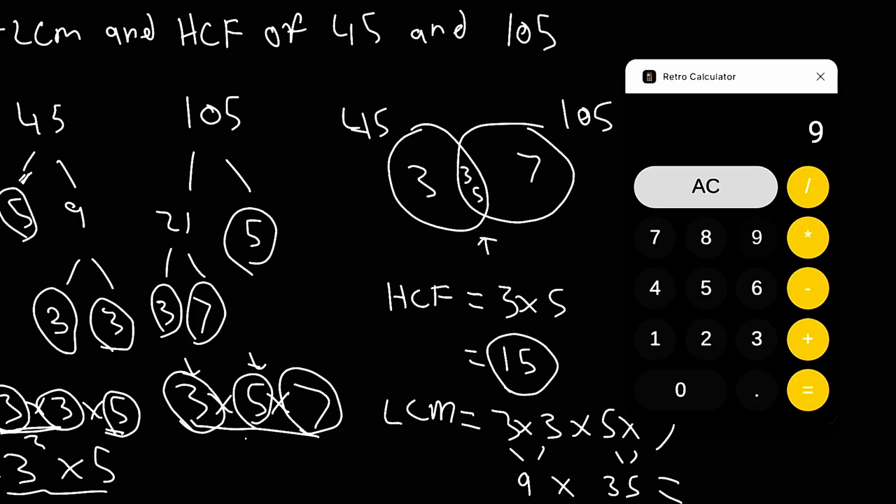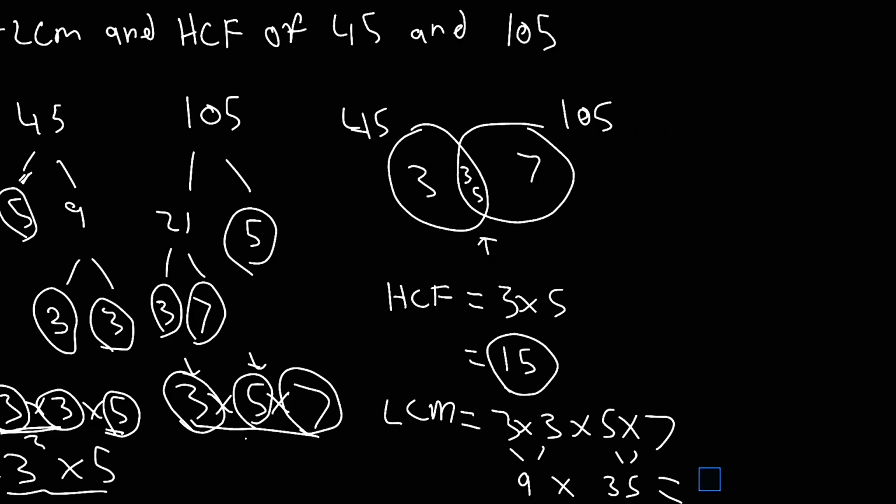So I can just get my calculator over here. 9 times 35 is going to give me 315. And that is my final answer for both of these questions. The highest common factor being 15 and my lowest common multiple being 315.